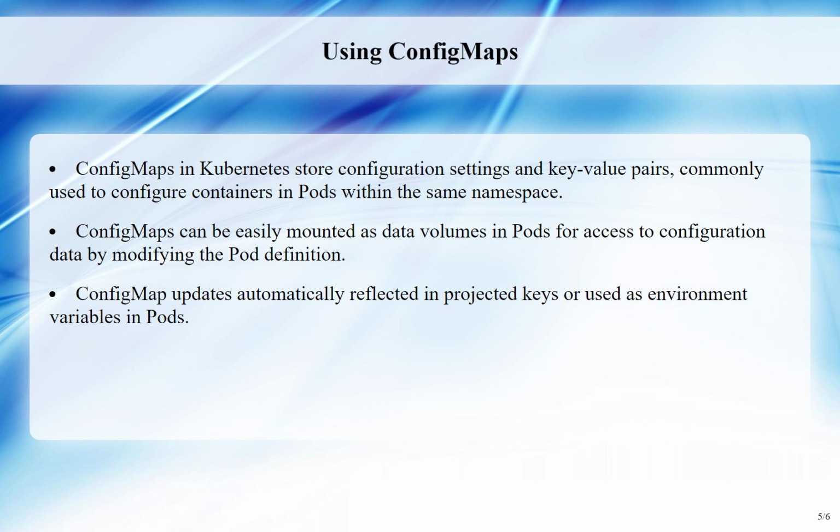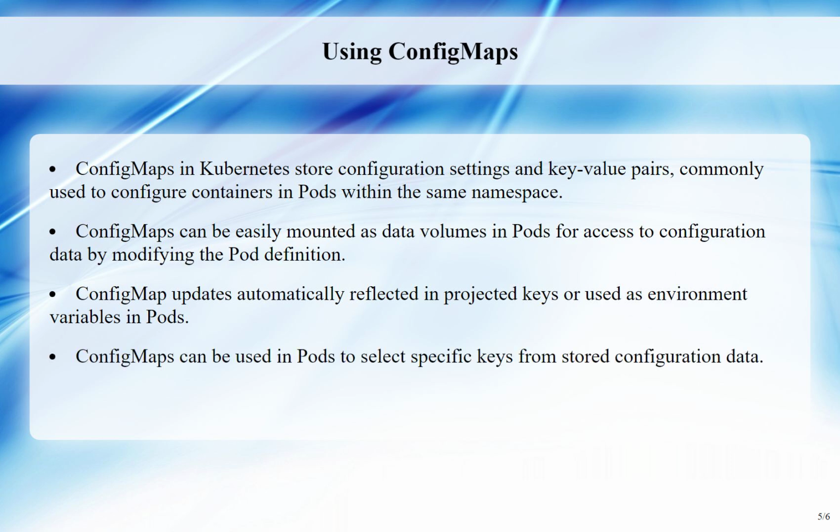ConfigMaps can also be consumed as environment variables in a pod. This can be done by adding environment variables for each ConfigMap key that you want to use in the env.valueFrom.configMapKeyRef field in the pod specification. The image or command line of the program running in the pod can then be modified to look for values in the specified environment variables.